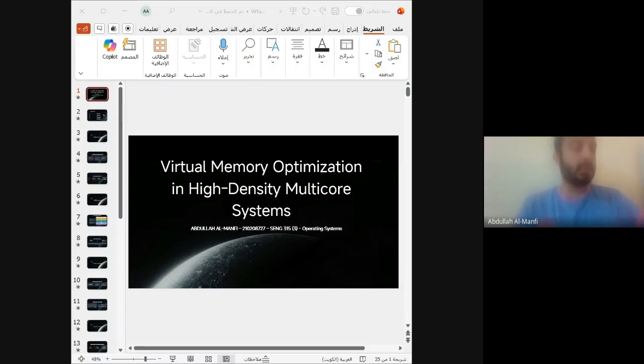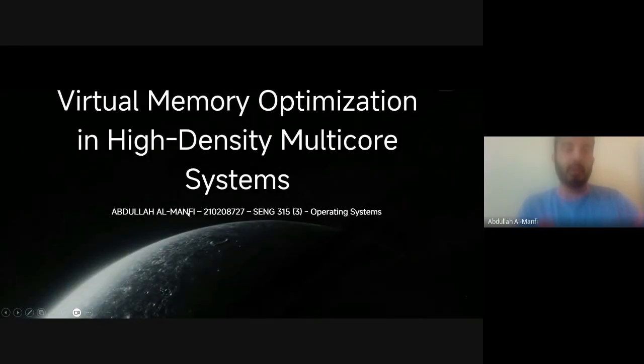Today, I will discuss how virtual memory behaves on modern many-core systems with NUMA and why this combination can become a performance bottleneck. My focus will be on the main challenges and the key optimization techniques that the operating system can use. Virtual memory optimization in high-density multi-core systems.